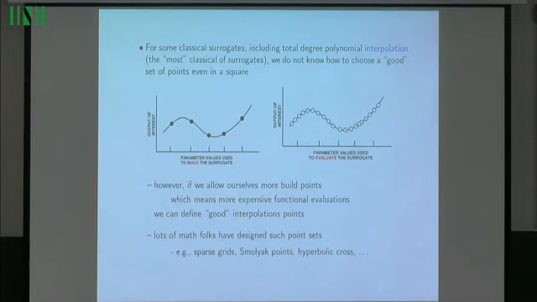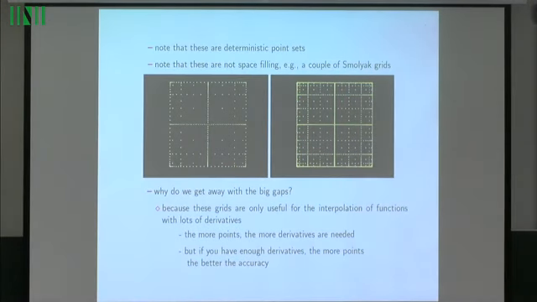However, polynomial interpolation is really hard in multi-D if you want total degree interpolation. In other words, where the highest degree is the sum of the degrees of the individual coordinates. If we allow ourselves more build points, which means more expensive function evaluations, we can define good interpolation points. A lot of math people have designed such points: sparse grids, Smolyak points, ta-da. So here's one of them. This is the so-called Smolyak points. So you want to interpolate on a cube, these are good points. You can bound the interpolation error for functions that have a sufficient number of derivatives.